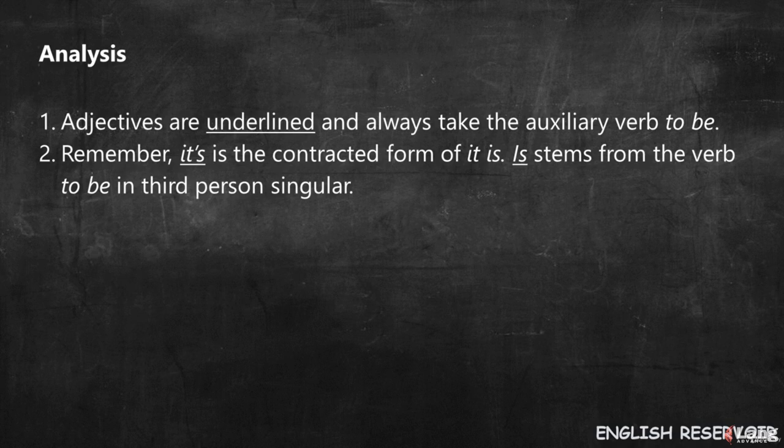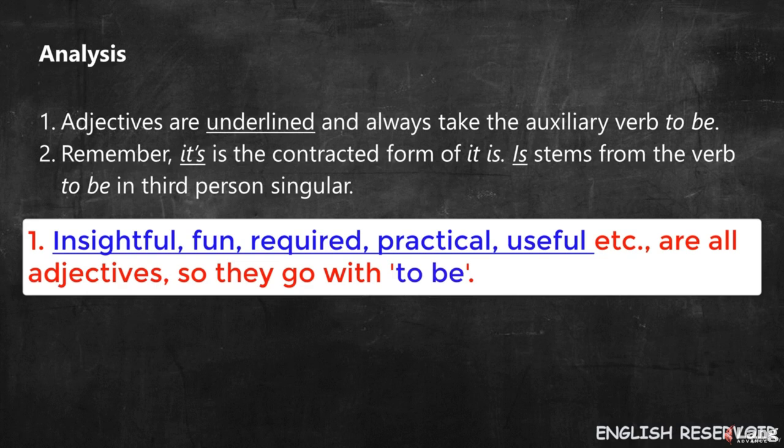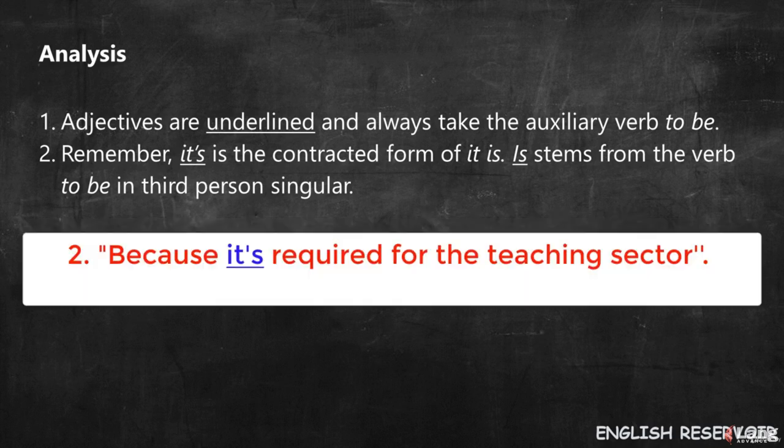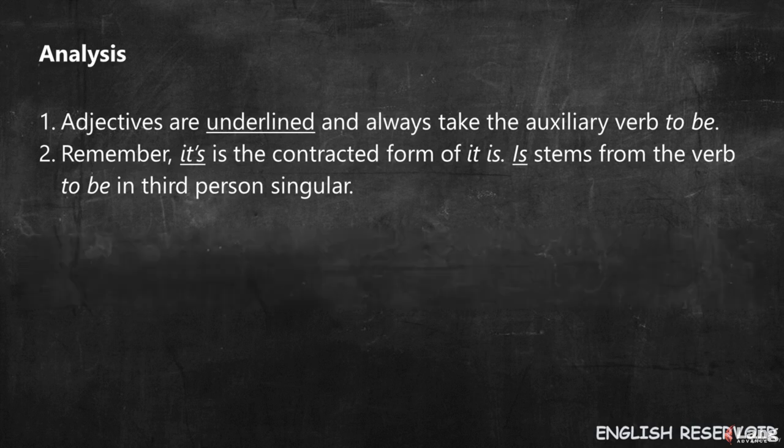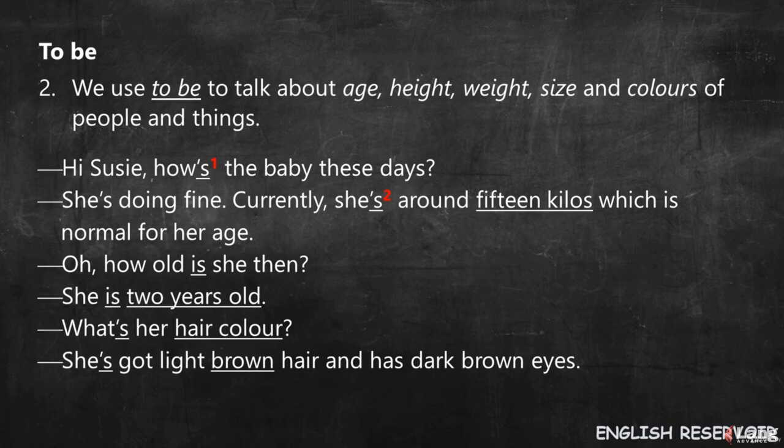Analysis. 1. Adjectives are underlined and always take the auxiliary verb to be. 2. Remember, it's is the contracted form of it is. Is stands from the verb to be in third person singular. To be. 2. We use to be to talk about age, height, weight, size, and colors of people and things.